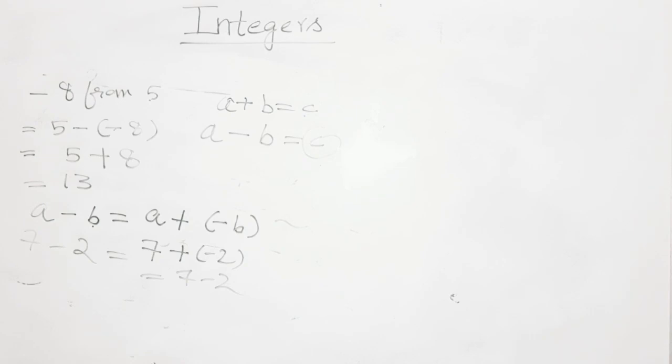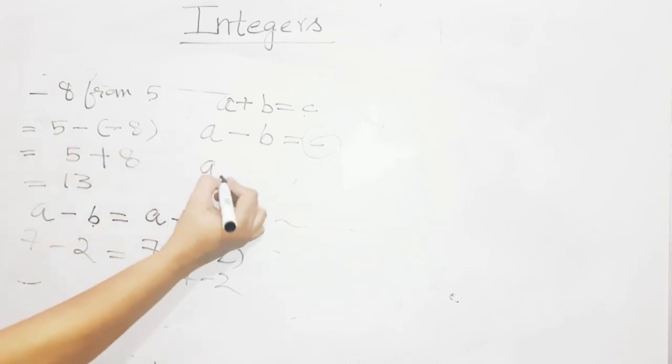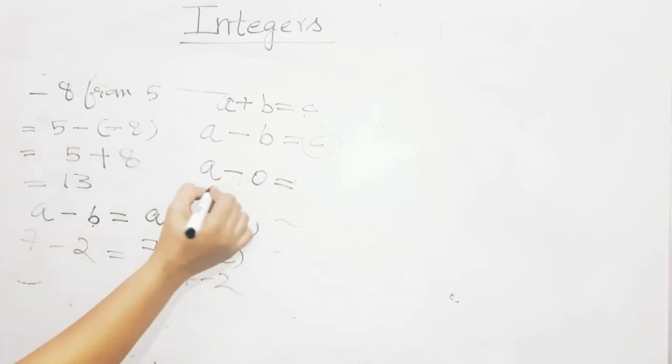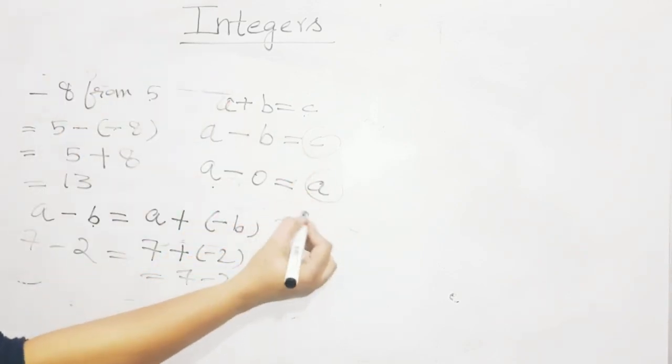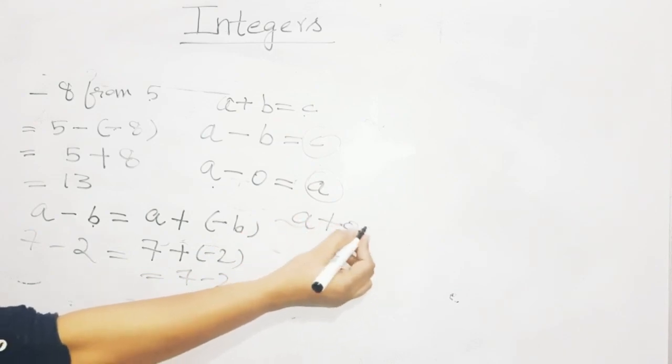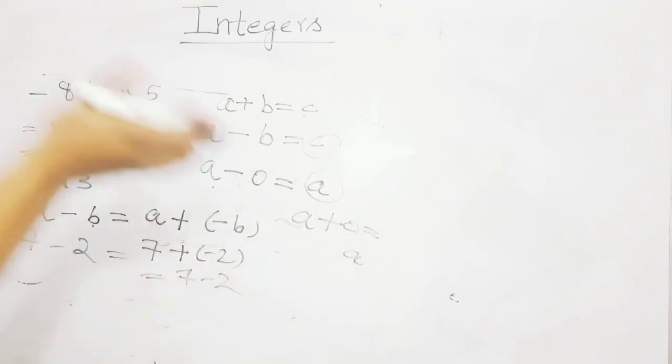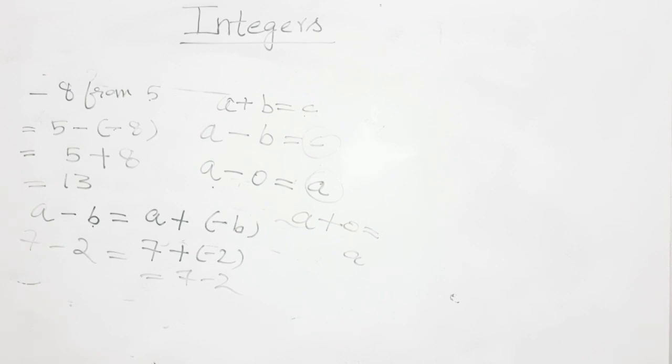Now the next property is if a is any integer, then a minus 0 is a. If you are subtracting 0 from any integer, the answer is the integer itself. If you are adding 0 to any integer, the answer is the integer itself. In the same way, if you are subtracting 0 from any integer, then the answer is the integer itself.